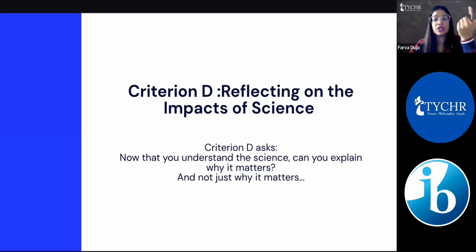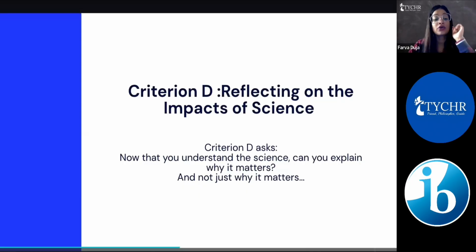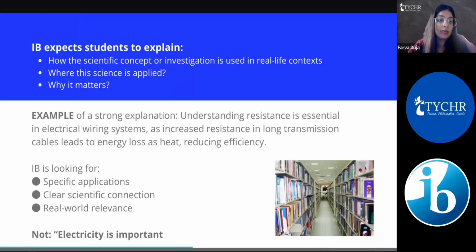Exactly. The applications of it, right? So criteria D is something you get points in only if you're able to very well explain why this experiment matters. It's more that what your inferences, what did you learn from this experiment and where can you use it? And you're not going to get the right points if you're going to be vague about it. Okay.